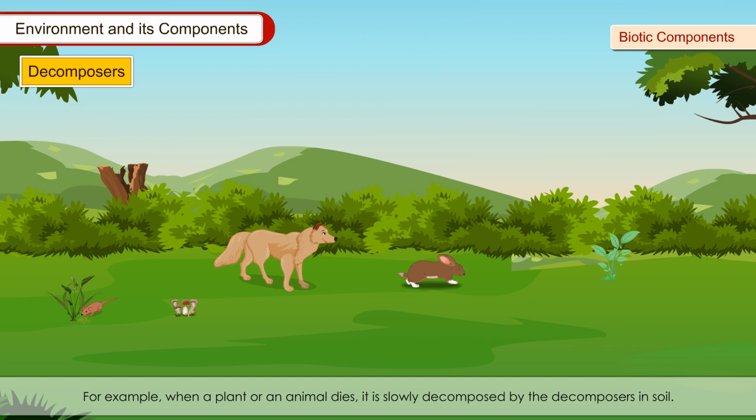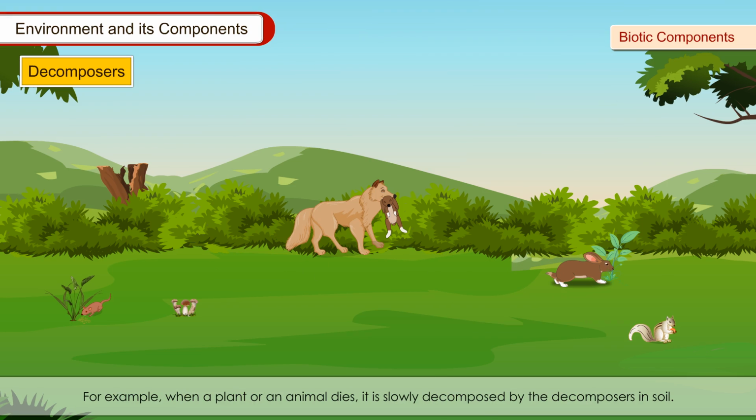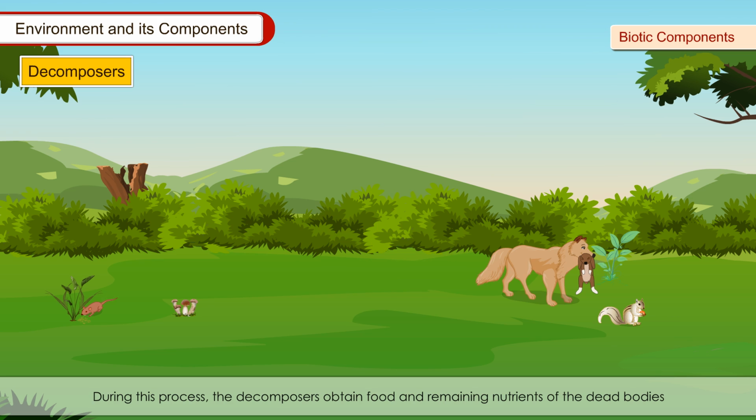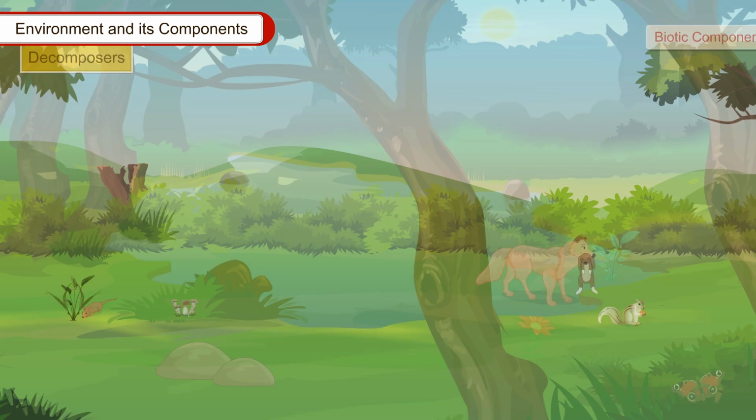For example, when a plant or an animal dies, it is slowly decomposed by the decomposers in soil. During this process, the decomposers obtain food and the remaining nutrients of the dead body are left in the soil, which turns it into humus. The humus is nutrient-rich and used by plants again for their growth.